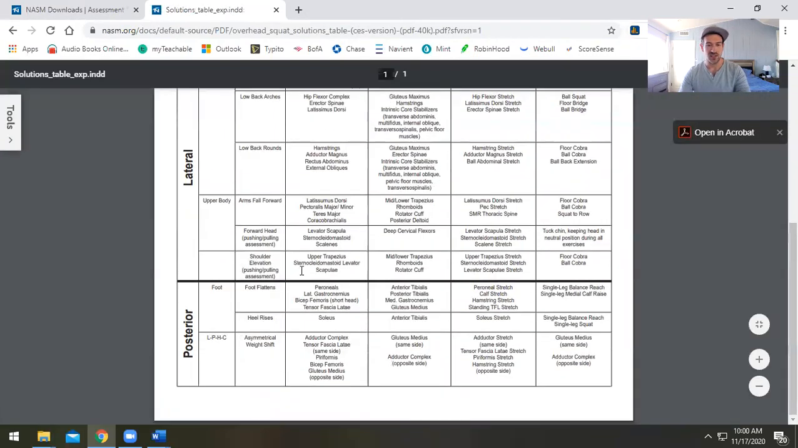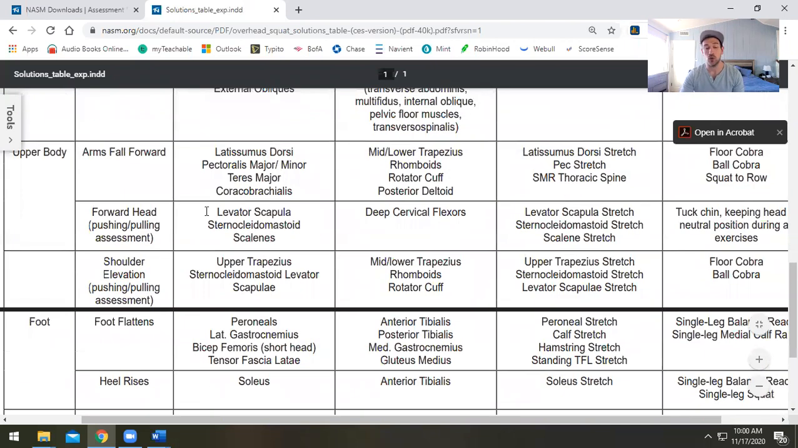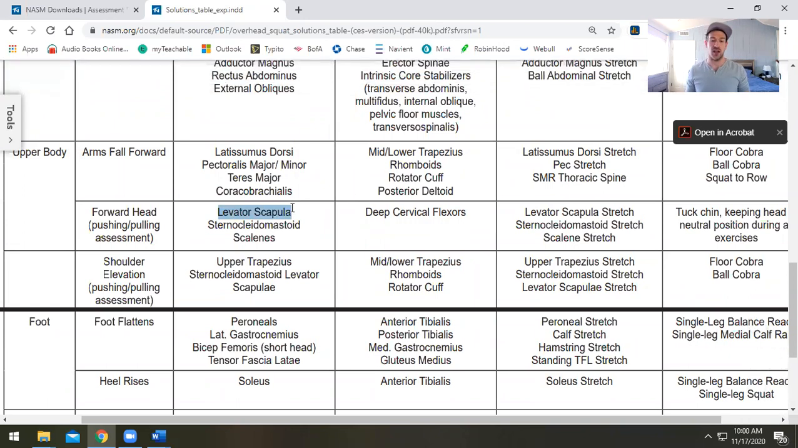So we saw forward head posture and shoulder elevation. Our overactive muscles lists are almost the same. It's going to be your levator scapulae is causing that forward head posture, and that levator scapulae is also overactive on the shoulder elevation. So that's the same. Overactive is going to be the sternocleidomastoid. That's that front neck muscle that pulls the head forward.